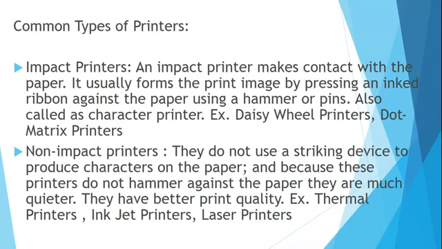Next is, what are the different types of printers? There are two types of printers, impact and non-impact printers. In an impact printer, the head of the printer which prints, the head of the pin which prints, comes in direct contact with the paper and it forms the image on the paper. An inked ribbon is placed between the pin and the paper and when the pin is hammered on that inked ribbon, the letters are printed on the paper.